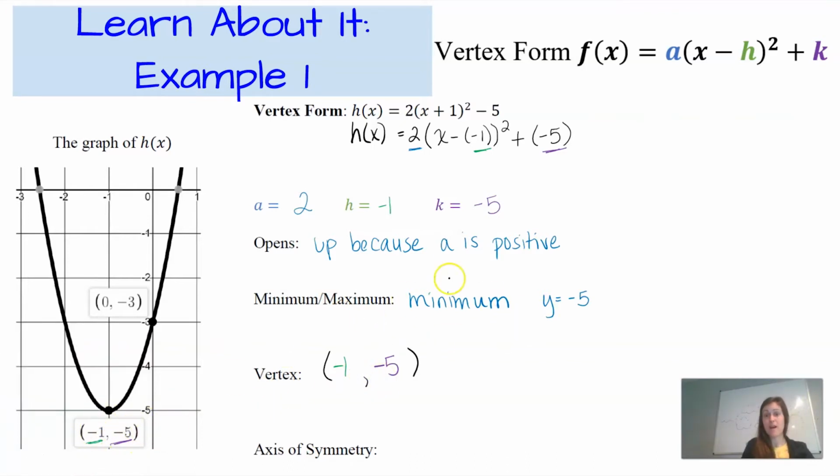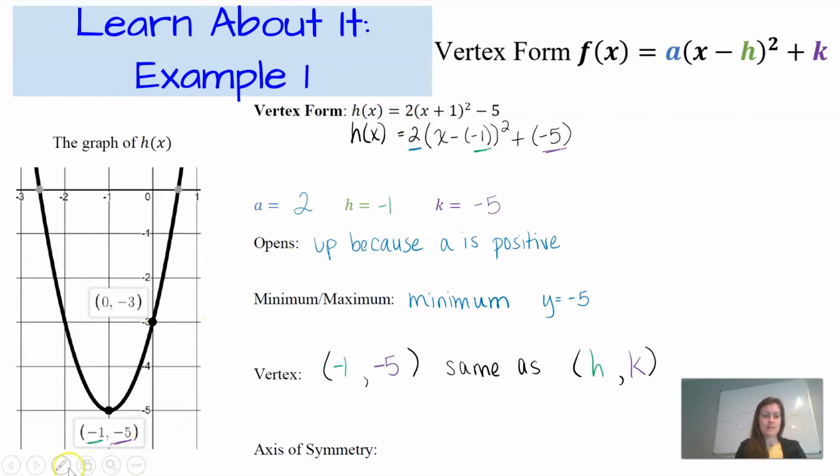And I can see that from the graph, but now I can also see that from the equation of h of x written in vertex form. So my vertex is negative 1, negative 5, which is the same as the h value and the k value. It's really important to remember, though, that I cannot pull the h and the k values from the equation of the function in vertex form unless it matches with the equation for vertex form. So that's why we had to do a little bit of manipulating here in this first step.